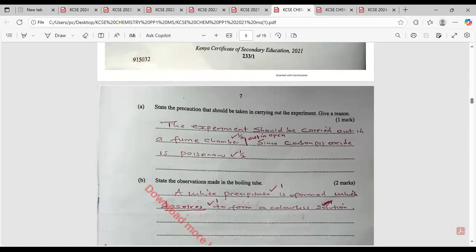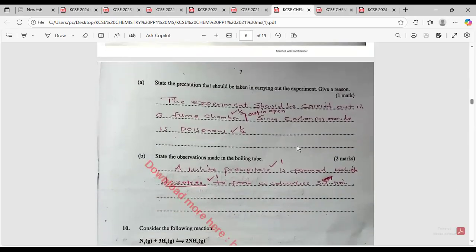So the first question is this. State the precaution when carrying out this experiment. This experiment must be carried out in a fume chamber. Why must it be carried out in a fume chamber? Because carbon 2 oxide is poisonous. Another one, state the observation made in the boiling tube: a white precipitate will be formed. Those are already 3 marks. I continue.